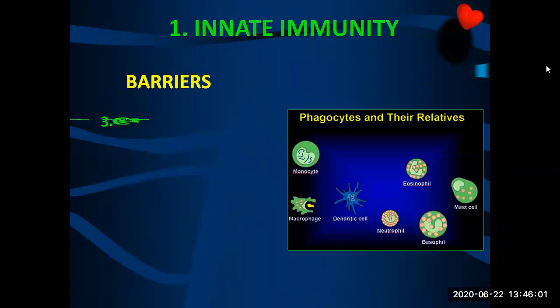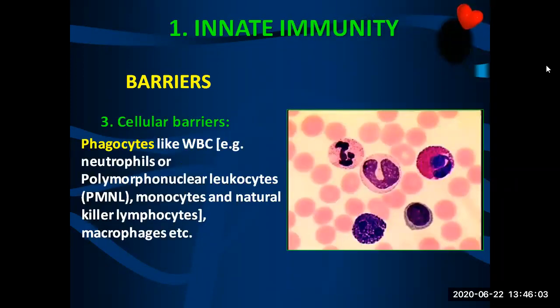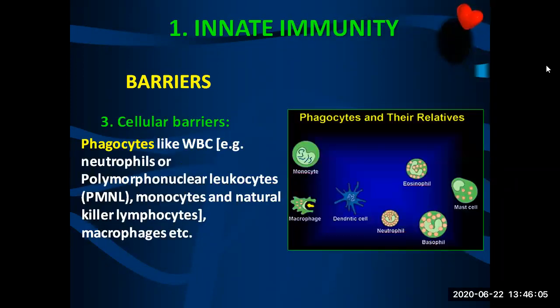Next, cellular barriers. The phagocytes like WBC, particularly neutrophils, the polymorphonuclear leukocytes, with the word more pronounced for neutrophils itself. The monocytes and natural killer lymphocytes, and macrophages, which are modified monocytes, we say macrophages.